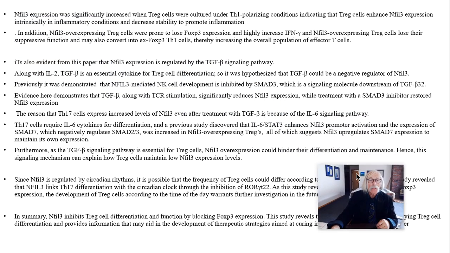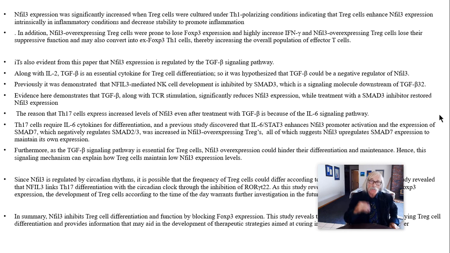So, Infill expression significantly increased when Treg cells were cultured under Th1 polarizing, just think about the last slide, conditions, indicating, giving the right cytokine and even chemokines, which weren't shown in that last slide, like CXCR3, that Treg cells enhance Infill expression intrinsically in inflammatory conditions and decrease the stability to promote inflammation. See how that works. In addition, Infill 3 overexpressing Treg cells were prone to lose FOXP3. Remember, it's going to repress that expression, and highly increases interferon gamma, and Infill 3 overexpressing now Treg cells, isn't that great?